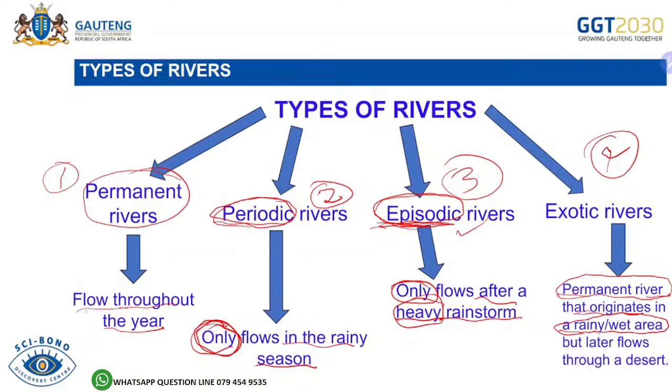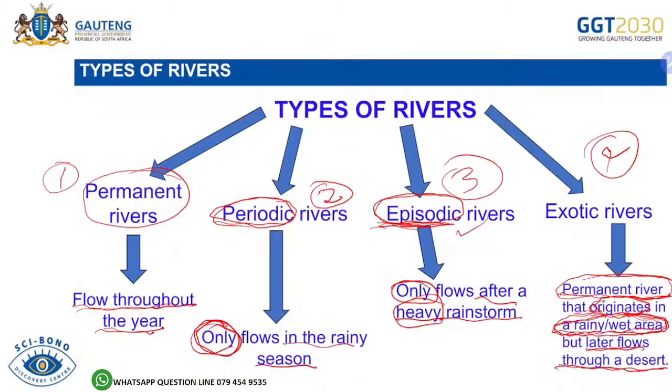So unlike this one, which we said flows throughout the year, this one is a type of permanent river, yes, but its origin is dependent on what? On the area, whether it is from a wet area, but then it later flows through a desert. So it means that the source of this particular river would be what? A rainy area. So these types of rivers, their source is from a rainy area, but in which direction do they flow? They flow towards a desert area.